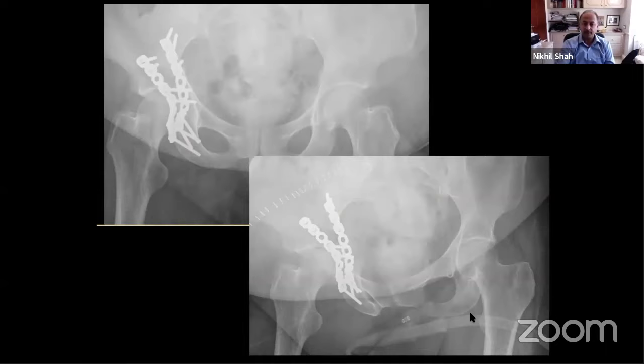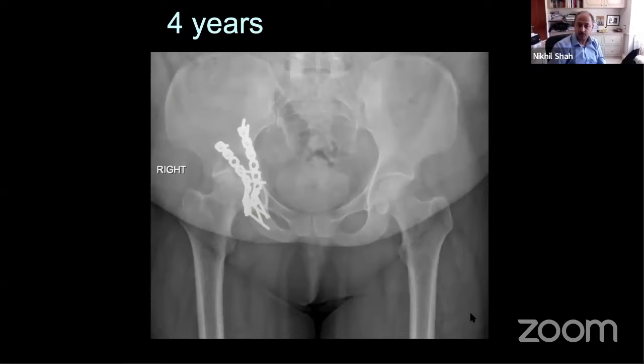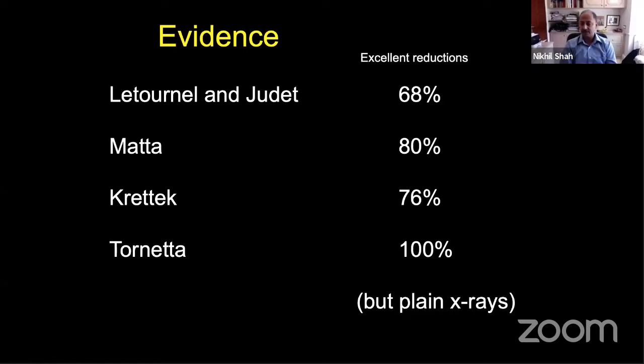But this one also developed some progressive migration of the head, some avascular necrosis of the apex of the head, and secondary arthritic changes at 4 years. Again, surprisingly, this lady is remarkably minimally symptomatic. So at this stage, I've not got any plans to do any further surgery. She's managing quite well.